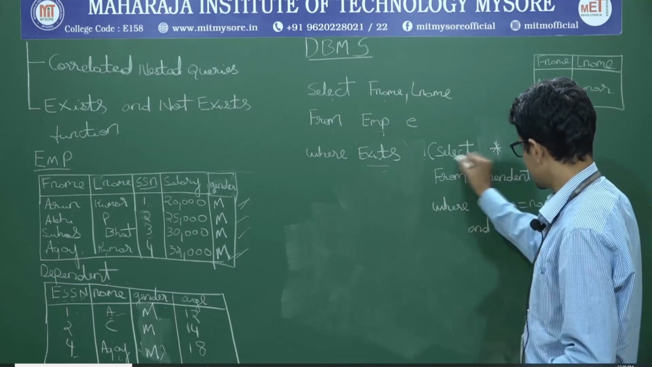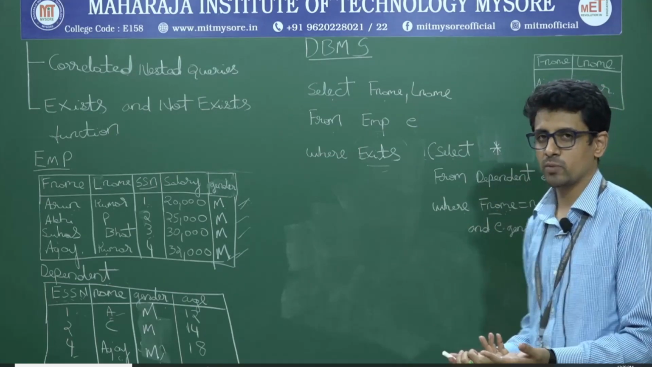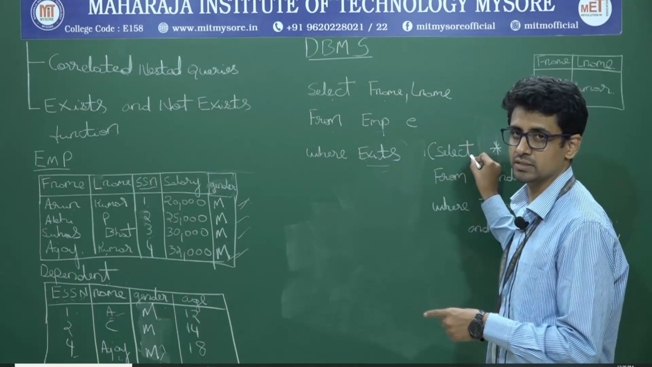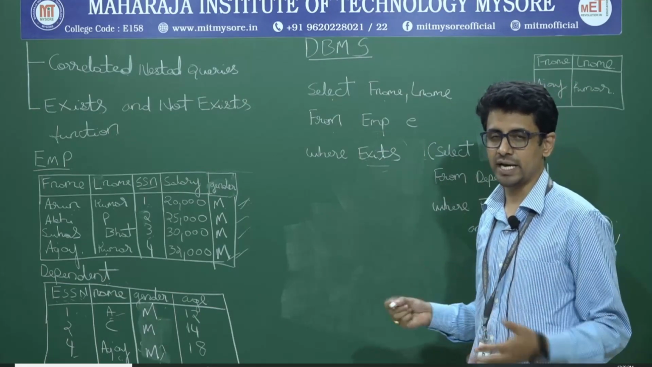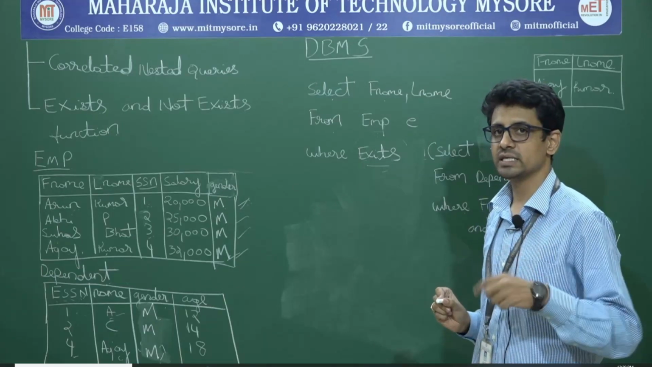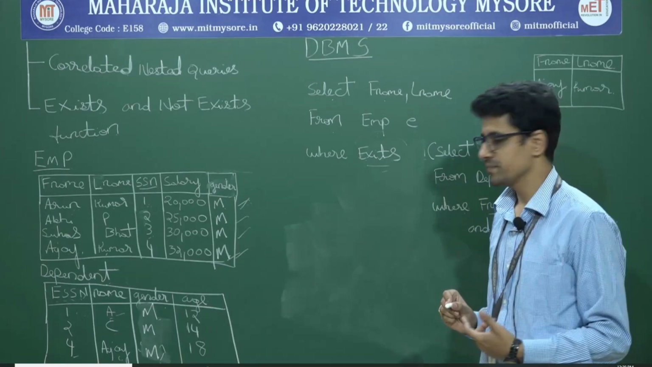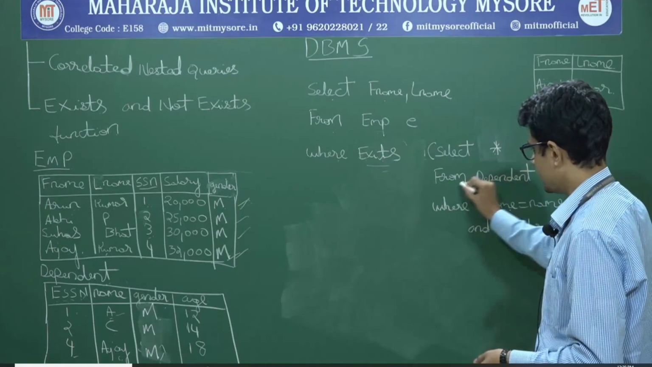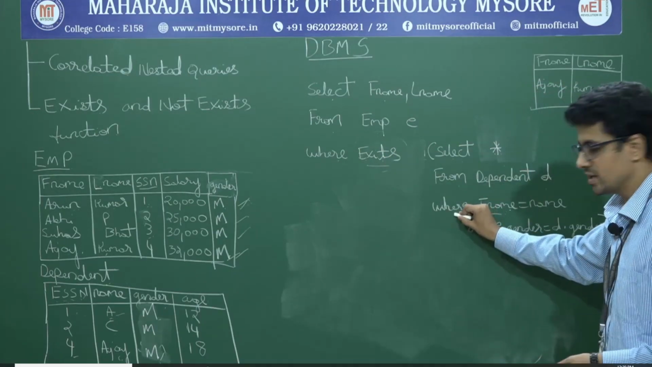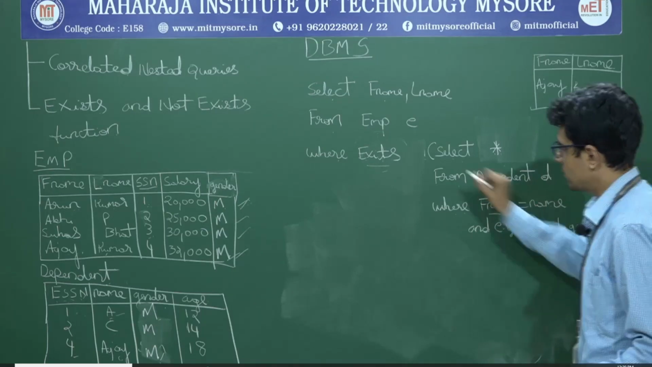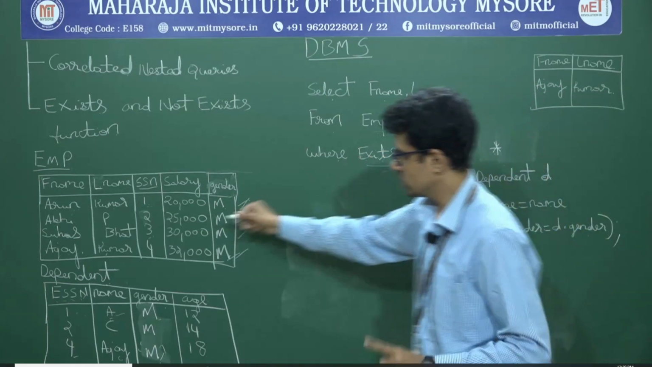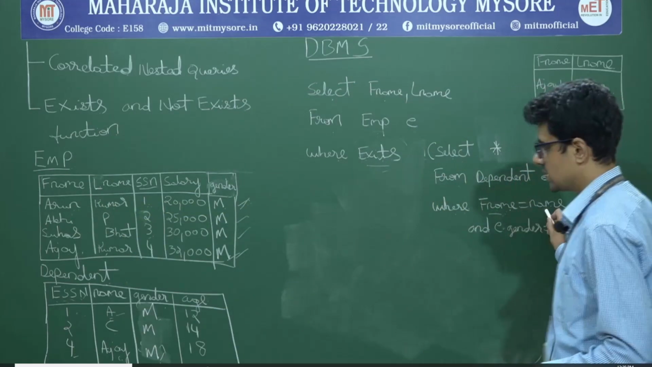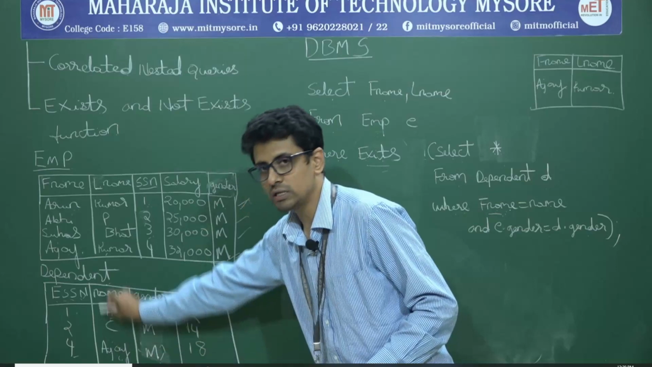Now I have select star. I am not bothered about what should be matched, as in the previous case where I had SSN equal to ESSN and something like this. I am only bothered about whether there is an output returned from the inner query. So where exist, I will run this select star from dependent D. I am checking where first name equal to name. Right now I am executing which row? The first row. What is the first name of the first row? Arun. Whether Arun is present in the name, it will check with all the values.